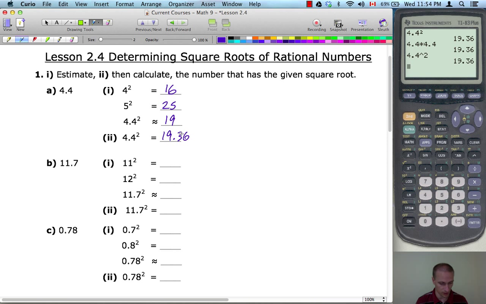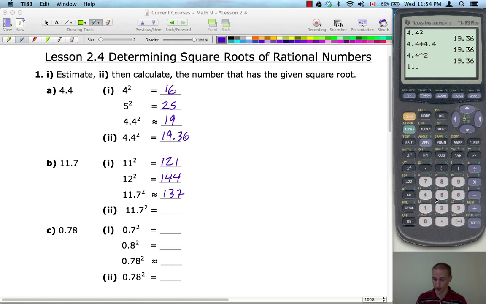So again, let's go through the same process for the next one. I know that 11 squared is 121 and that 12 squared is 144. So if I were doing 11.7 squared, 11.7 is closer to 12 than it is to 11. So I'm expecting the number should be closer to 144 than to 121. So let's say I were to guess something like 137. And now I can verify this on my calculator.